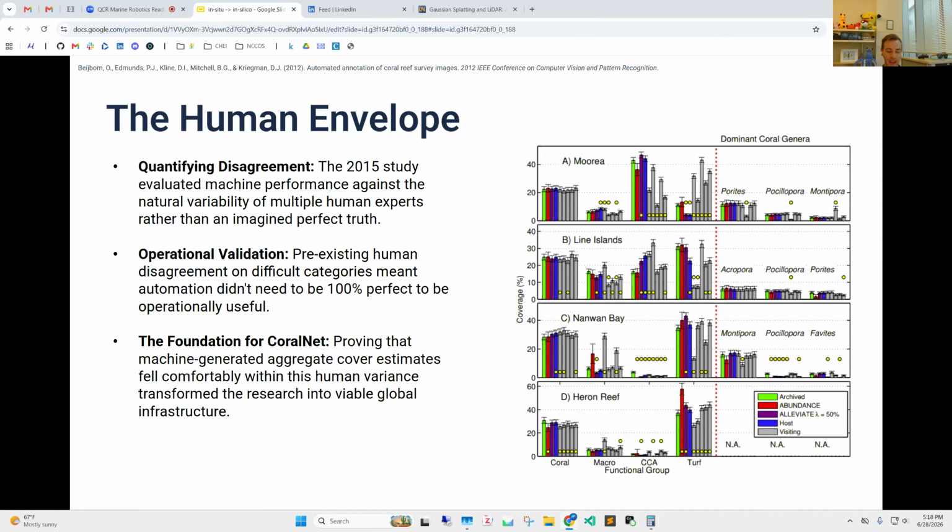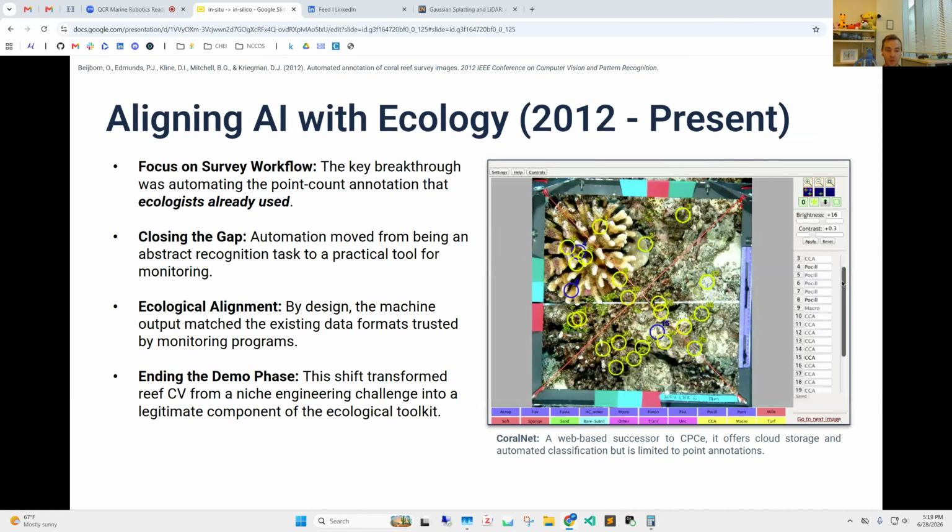And this is crucial because it is what allowed for the shift from being just a single research project to being able to scale up to a much larger foundation that most people in the world have been using, which is CoralNet. And this is where everything started clicking.